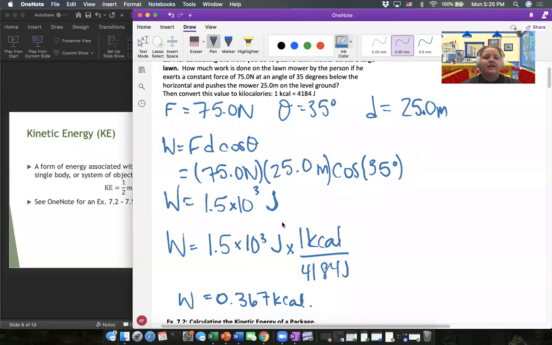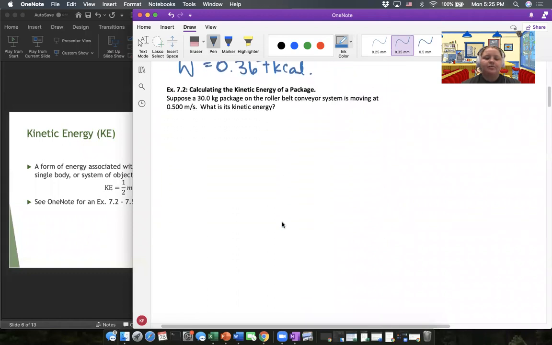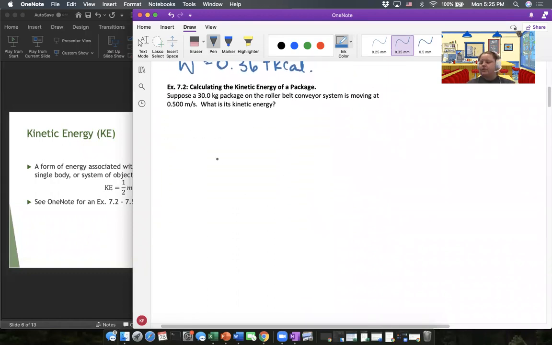Okay, so we're back and we're going to look at some examples now. All right, so this first one here, example 7.2, we want to calculate the kinetic energy of a package. Suppose there is a 30 kilogram package on a roller conveyor belt system, and it's moving at 0.5 meters per second. And again, we want to know the kinetic energy.